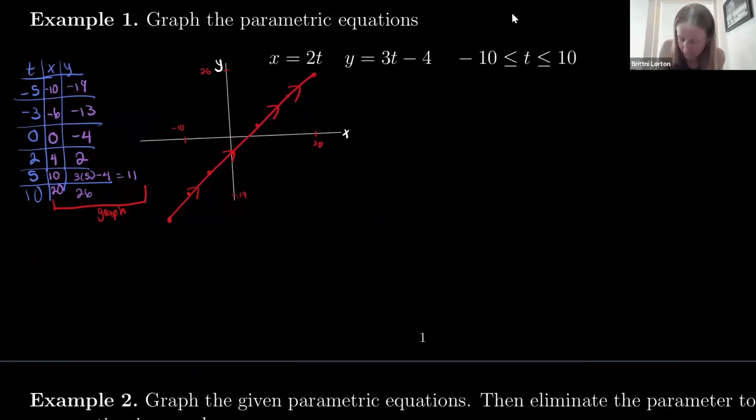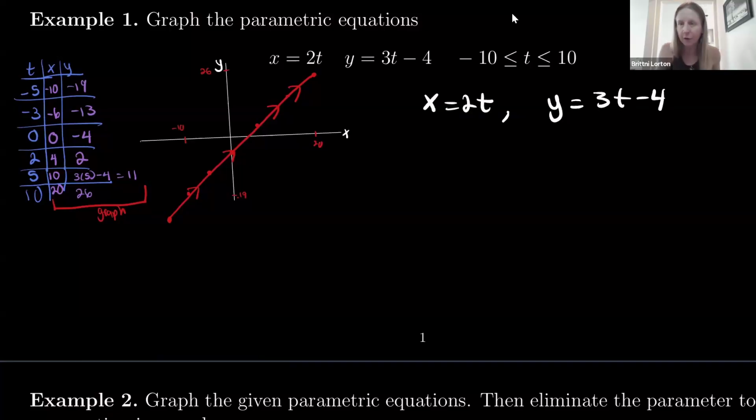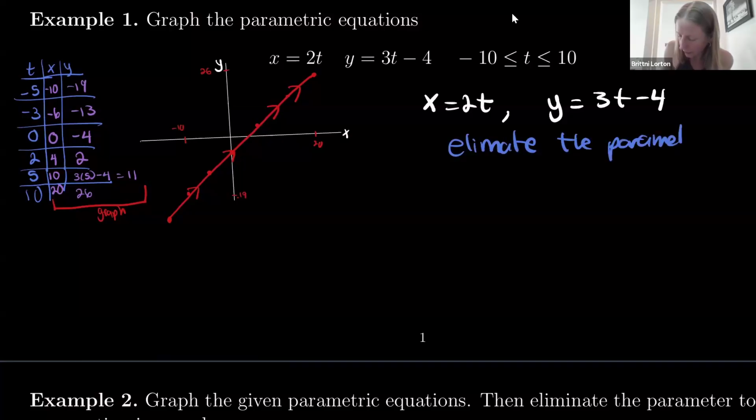And so I'm going to rewrite my set of parametric equations. I have x equals 2t and I have y equals 3t minus 4. And then I'm going to show you that I can actually eliminate the parameter. So I'm going to write that down so you see what we're doing. Eliminate the parameter. And the way I do that is exactly as it sounds. You get rid of or eliminate the parameter, or t. So I'm just going to solve for t and plug it into the other.